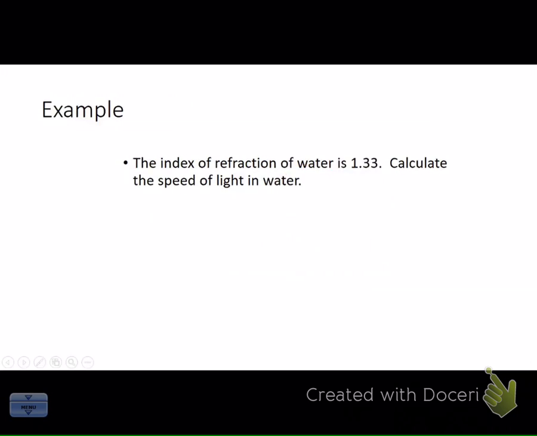So here's another example. The index of refraction of water is 1.33. So calculate the speed of light in water. I want you to hit pause and do that calculation on your calculator real quick. All right, so you just plug in here.